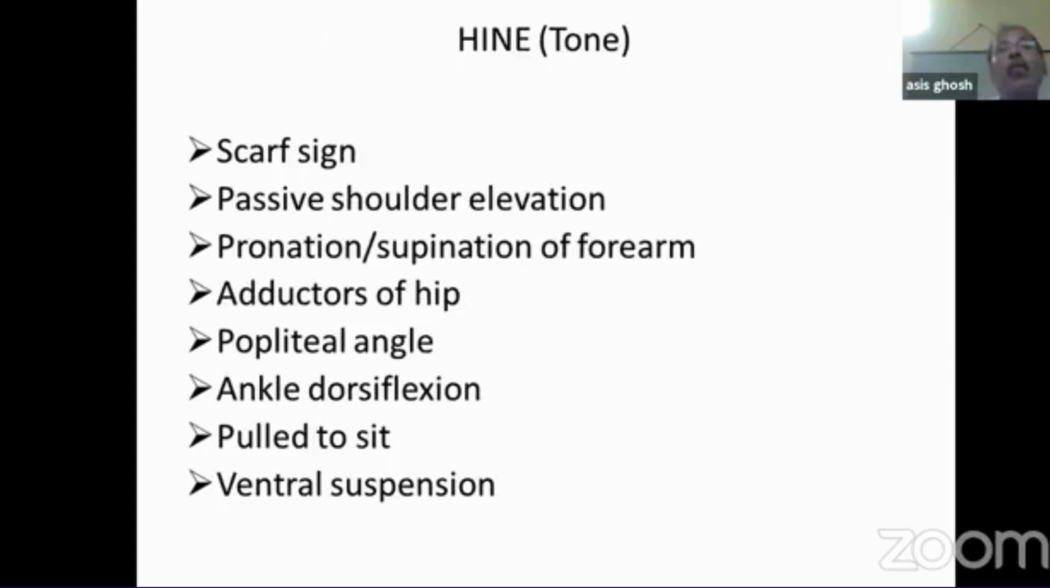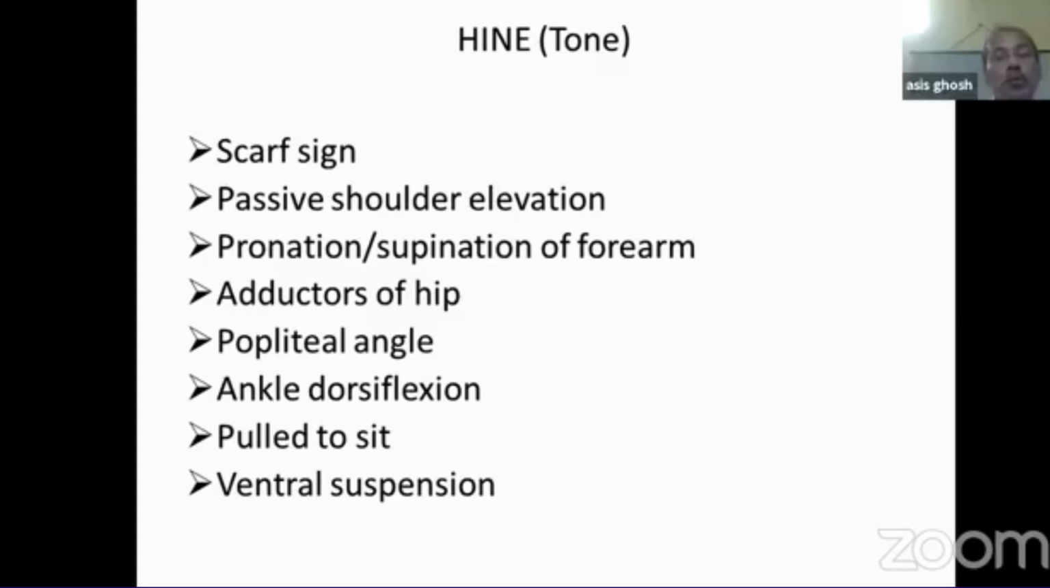And under tone, what should we see? We need to see the scarf sign. By doing the scarf sign, we need to make out whether there is any stiffness around the shoulder. By doing a passive shoulder elevation, you need to find out the stiffness of the muscles, pronation and supination of the forearm. You will have to do this passively. Adductors of hip, popliteal angle, dorsiflexion, pull to sit, and ventral suspension.